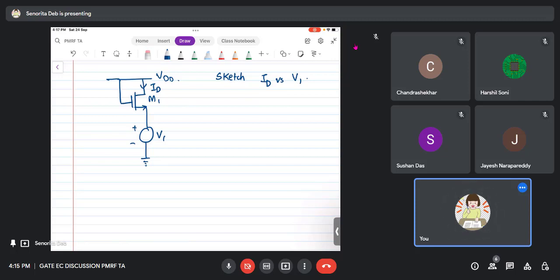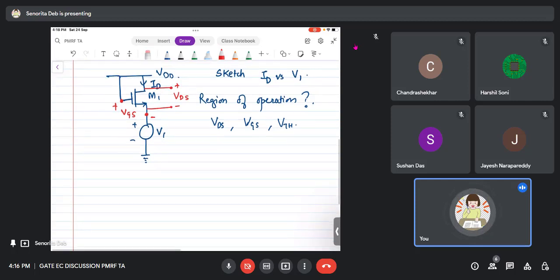Okay. So now you see here, first of all, which region is the MOSFET in? Region of operation. How will you find out? You have to find out VDS, VGS and VTH, right? This we should know, then only we can tell which region of operation it is. Now what is VGS? This is the gate. This red I marked, this is plus, this is minus, this is VGS. Now this is VDS, plus minus, this is VDS.